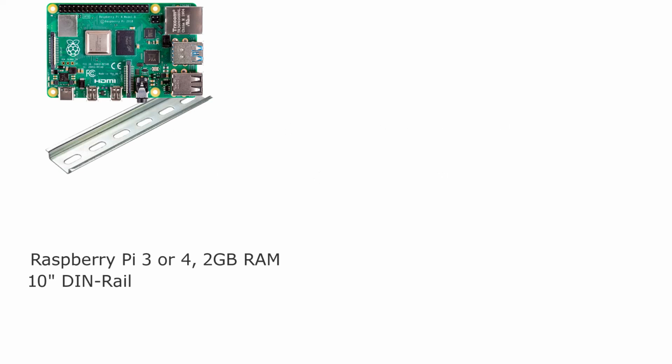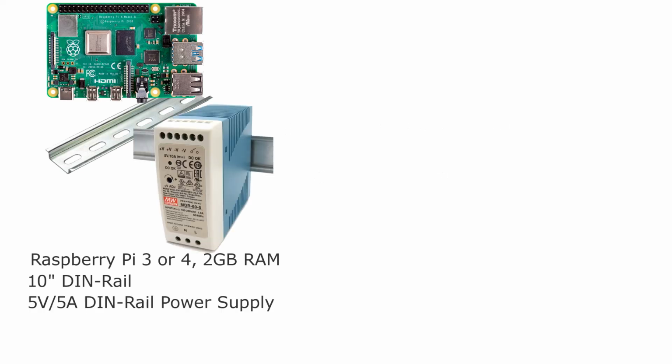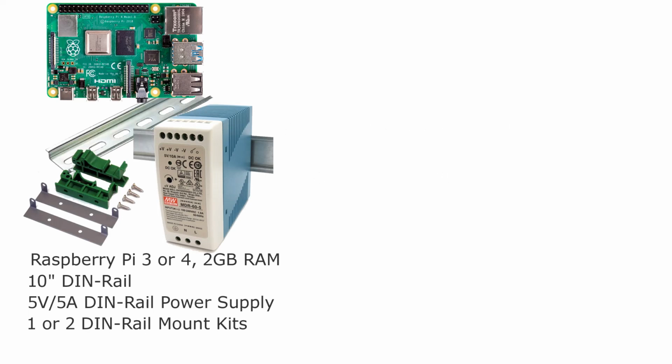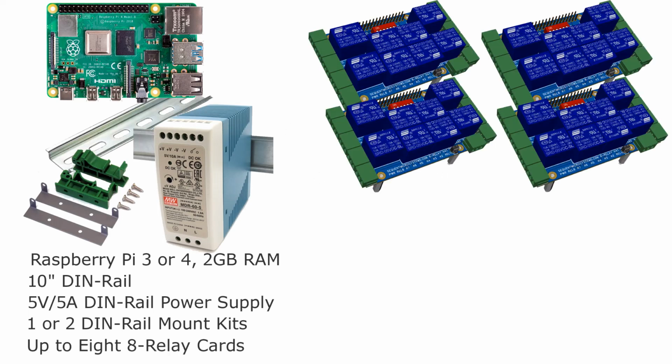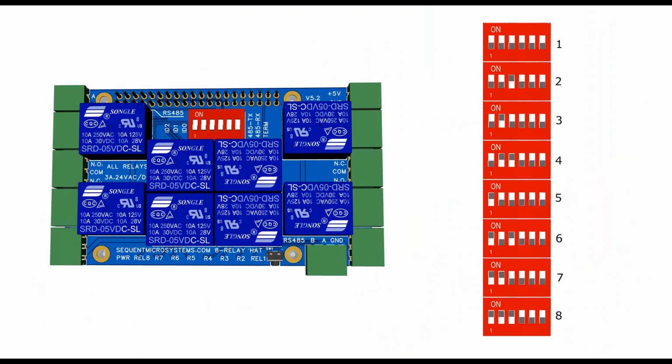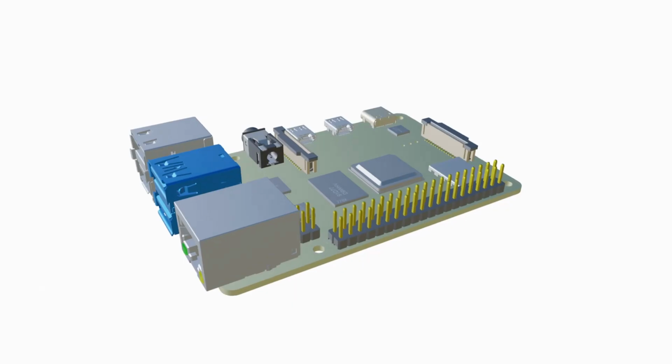1 piece of 10-inch DIN rail. 1 DIN rail power supply. 1 or 2 DIN rail mounting kits. Up to 8 relay cards. Prepare the cards by setting the DIP switch on each card with the I2C address offset, from 0 to 7.